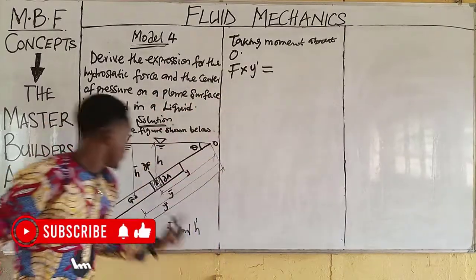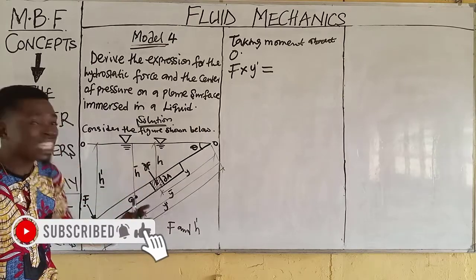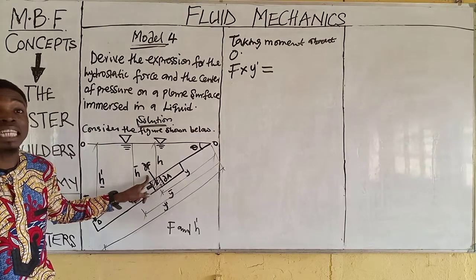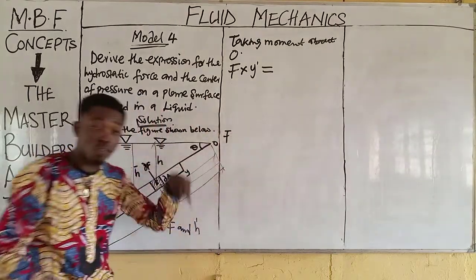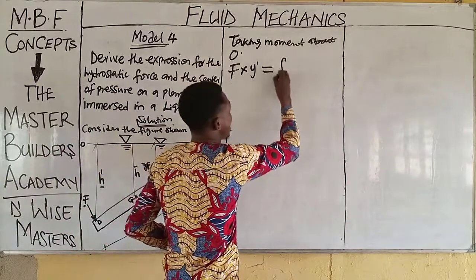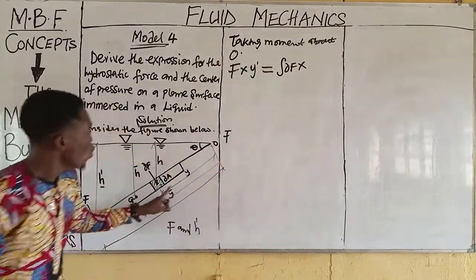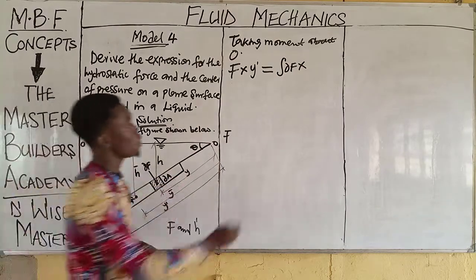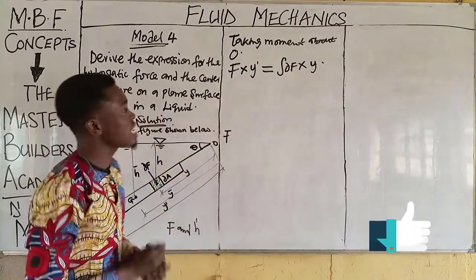This is equal to, now we know that this is a full force, but this one is an elemental force. For us to convert this elemental force to a full force, we introduce the sign of integral, so that when we integrate, it automatically turns to force. So we have the integral of dF multiplied by the distance of this force from O, that is y. It's as simple as this.